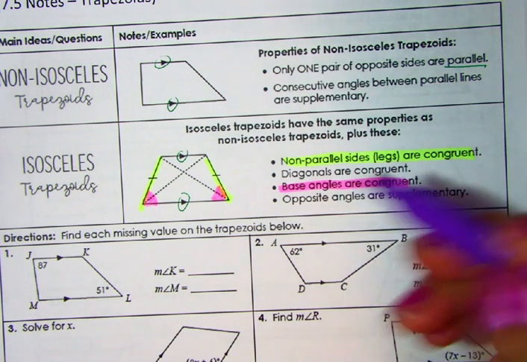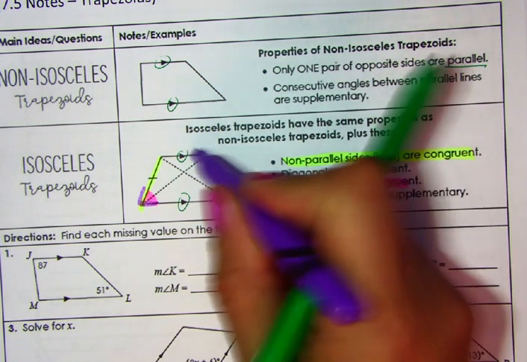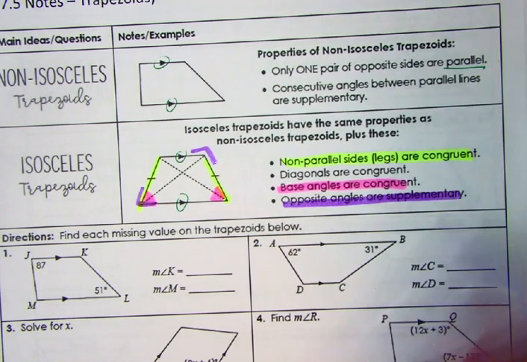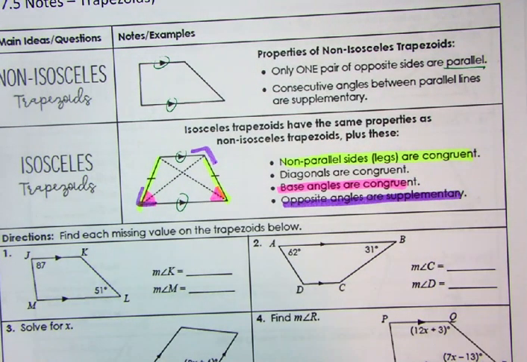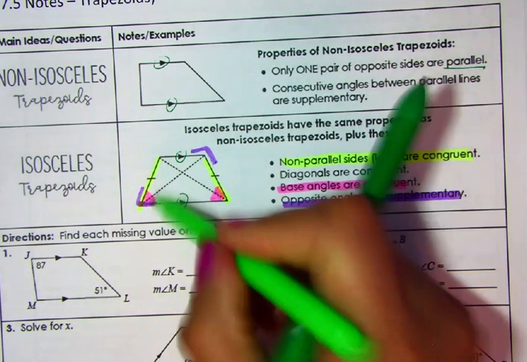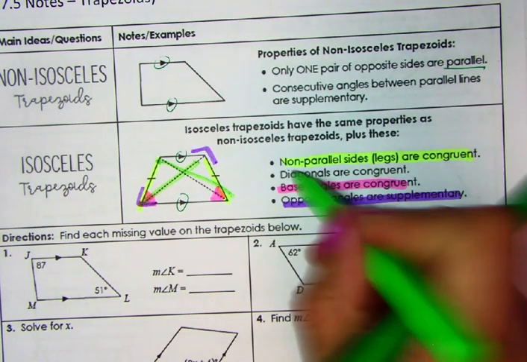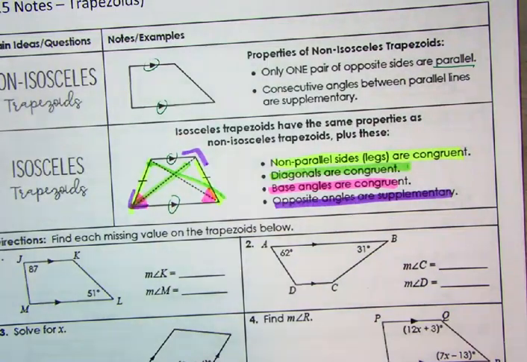And then we also create opposite angles supplementary, so these two. And then we have the diagonals. So diagonals are congruent as well. So these four relationships happen when you have an isosceles trapezoid.